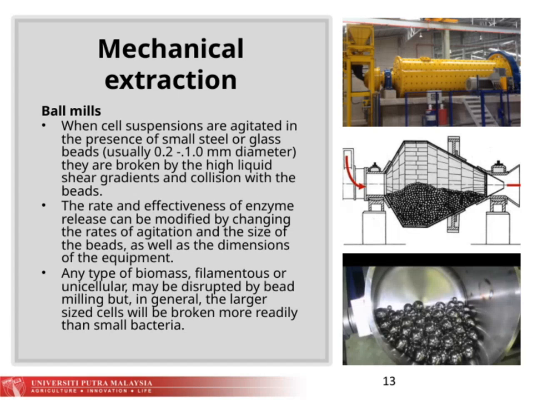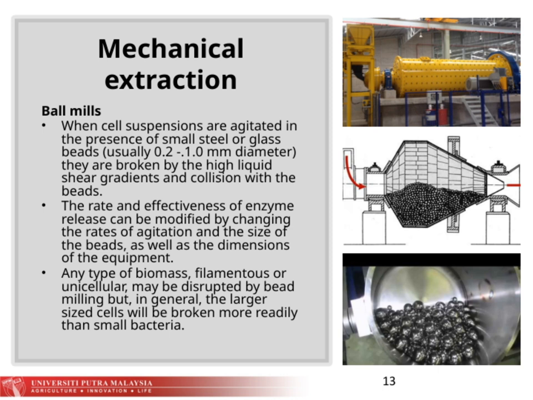Now let's talk about ball mills. When cell suspensions are agitated with small steel or glass beads, usually between 0.2 and 1 millimeters in diameter, they get broken apart through a combination of high liquid shear gradients and collisions with the beads. This process is quite effective for disrupting cells. The rate and how effectively enzymes are released can actually be adjusted by changing a few parameters: the agitation speed, the size of the beads, and even the dimensions of the equipment itself. So, it's a flexible method that can be tailored to specific needs.